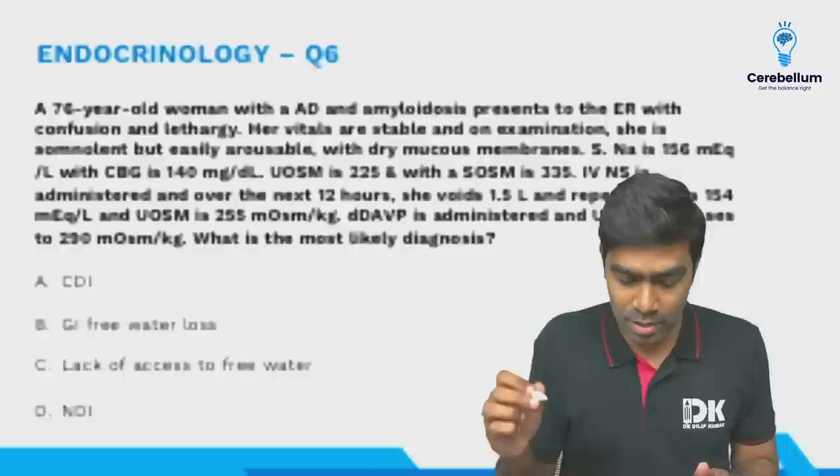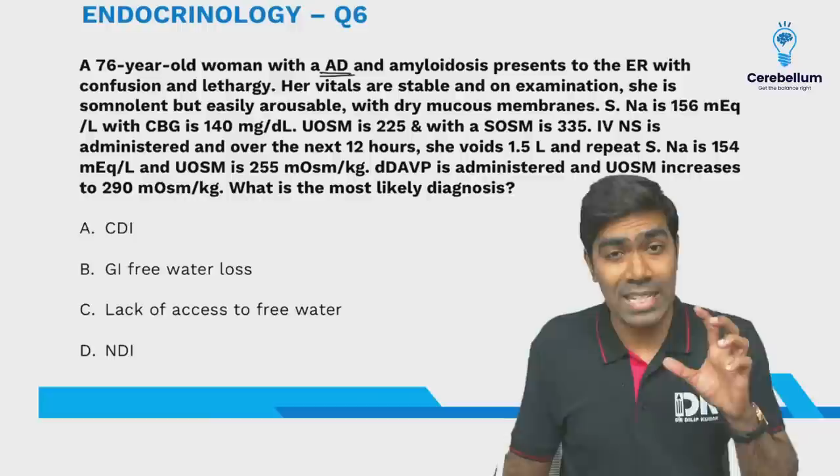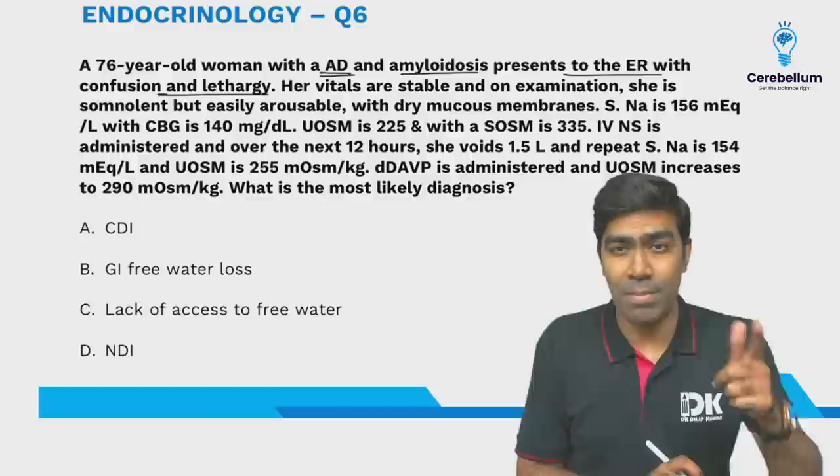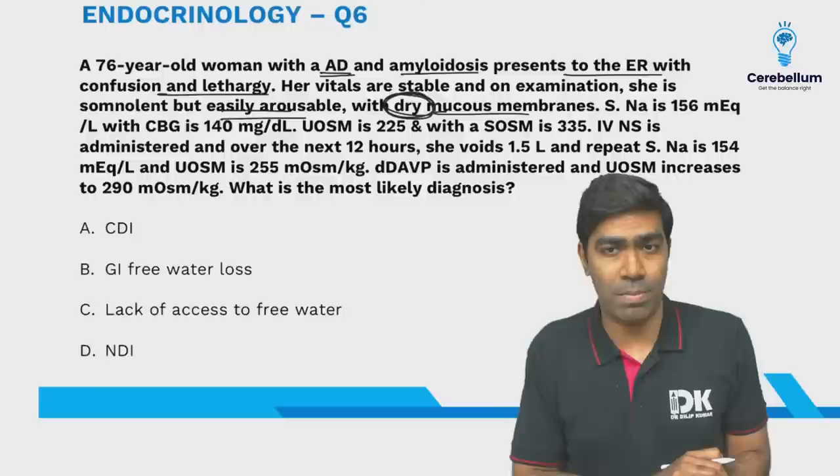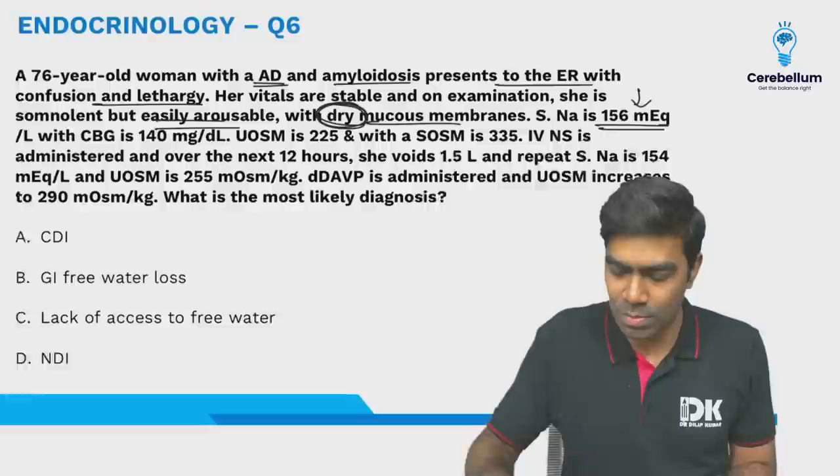Going to the next question, endocrinology question number 6. A 76-year-old woman with Alzheimer's disease and amyloidosis presents to the emergency department with confusion and lethargy. Her vitals are stable on examination. She is somnolent and easily arousable with dry mucous membranes. Look at this point, dry mucous membranes. Serum sodium is 156 milliequivalents per liter, which means she is hypernatremic.